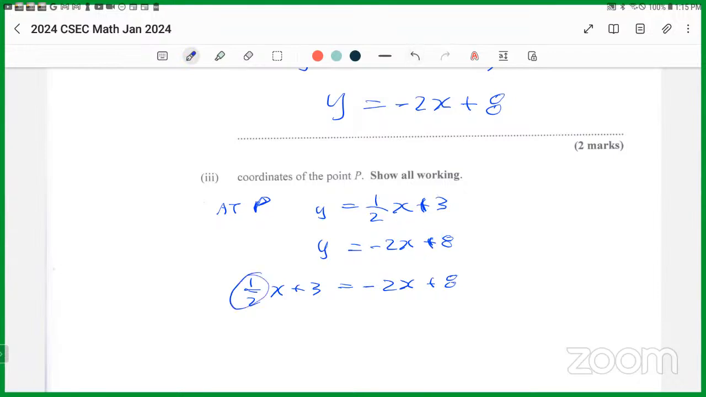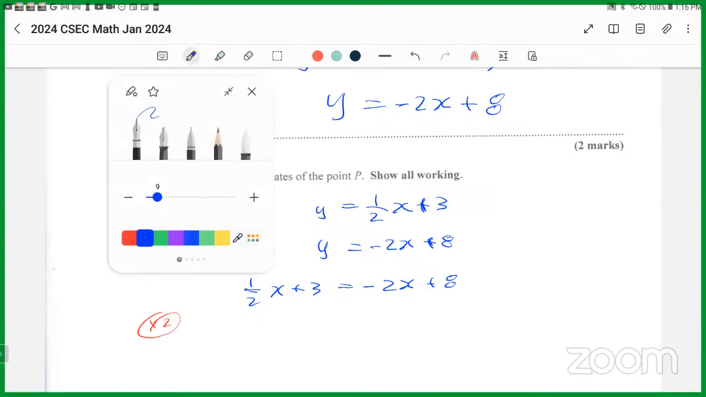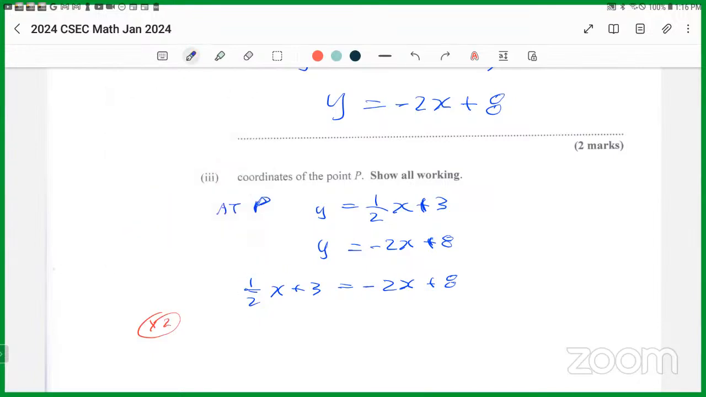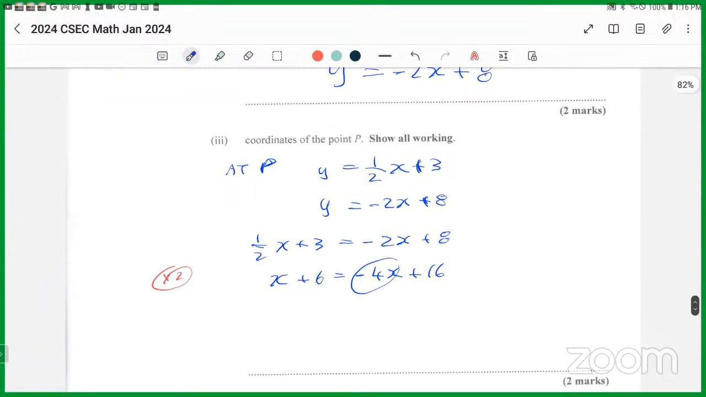We can multiply by 2 to get rid of the half. Times 2, this becomes x, this becomes 6, this becomes 4x minus 4x, and this becomes 2 times 8, which is 16. Take the minus 4x over here and add it to the x: I get 5x, because carrying it over makes it a plus 4x. When I take this 6 and carry it over, it becomes a minus 6. So I get 16 minus 6, which is 10. When I divide by 5, x is equal to 2.